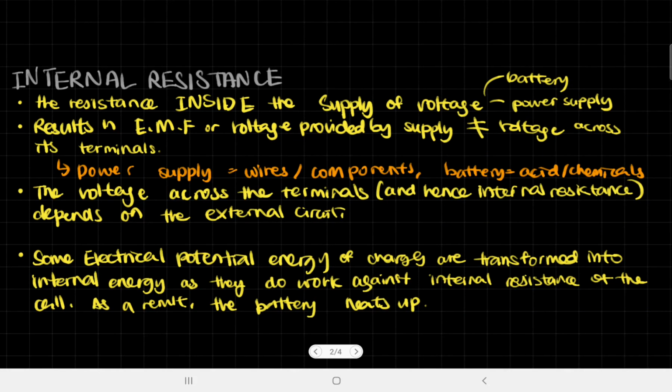Hello. So this is all about internal resistance. It's a part of the AS Physics Syllabus in topic 12, practical circuits. So internal resistance, as the name suggests, is basically the resistance inside the supply of voltage.